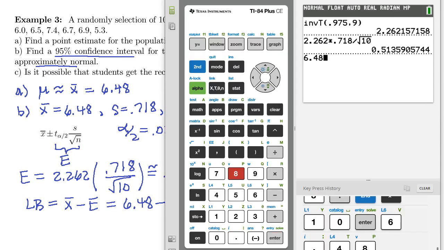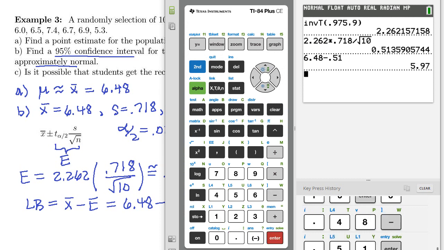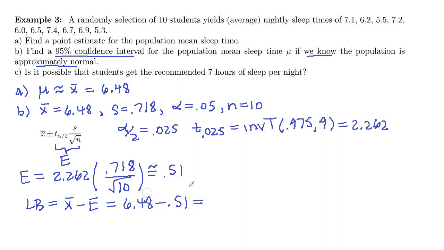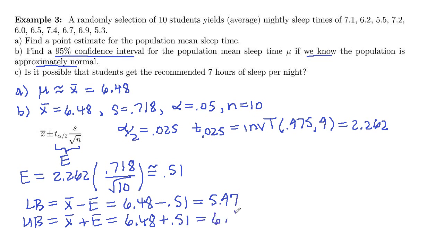So 5.97. And then the upper bound will be our sample mean plus the margin of error. So take our 6.48 and add the 0.51. And that gives us 6.99. So our interval is 5.97 to 6.99.